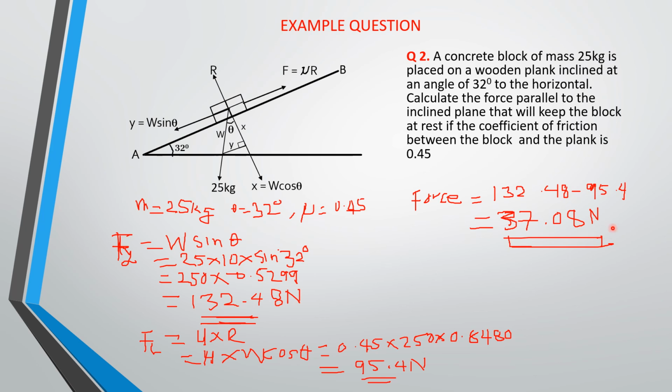So when you look at the problem, this is just how to solve this kind of problem in case you come across this kind of question. First of all, find the force that is pulling the body down, then the opposing frictional force. Then the difference between the two forces is the force that is keeping this object at rest. I hope that is simple and clear.